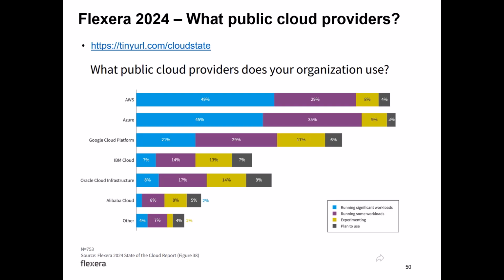So I also asked them, what public cloud providers did the organizations use? So you can see them listed down here. Basically for AWS, and they've broken it down into running significant workloads, some workloads, experimenting or planning to use them. And you can see that all of them had some level of all four of those.